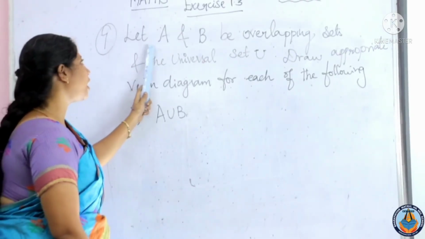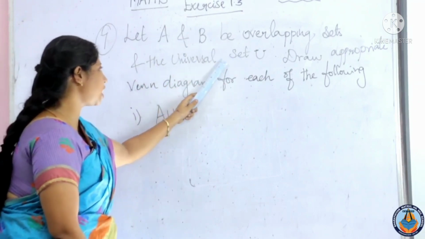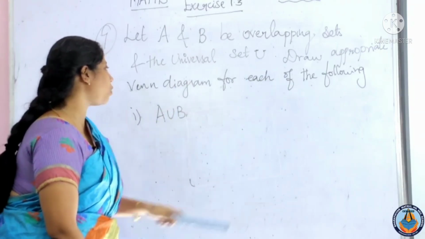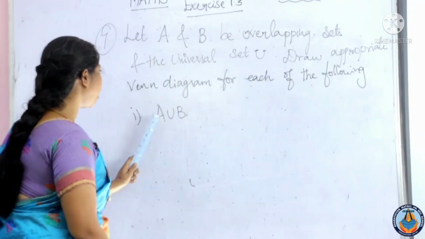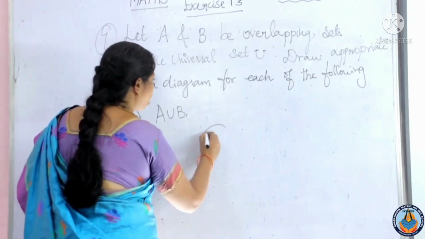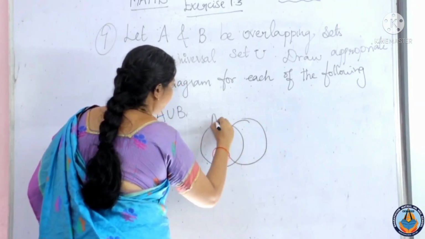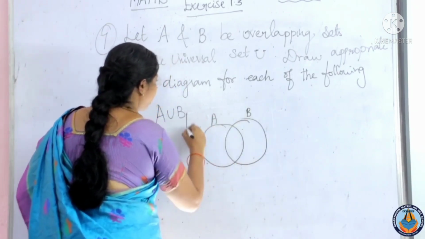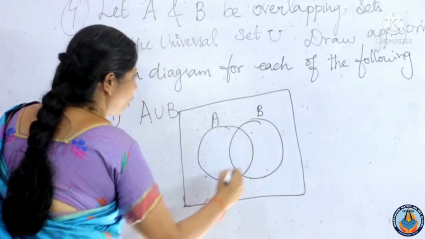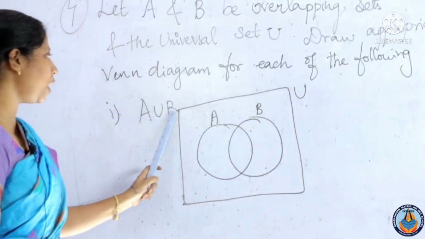Seventh one, let A and B be overlapping sets and U the universal set. Draw an appropriate Venn diagram for each of the following. First subdivision, A union B, union of two sets. First draw the overlapping sets A and B. Then next draw the universal set U. Then we have to find A union B.